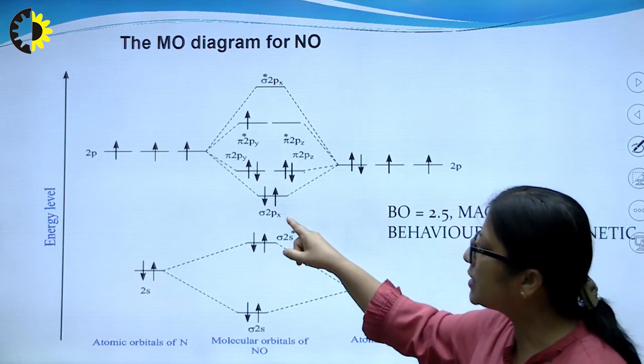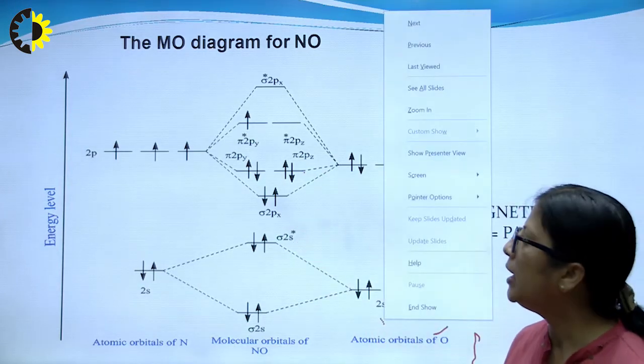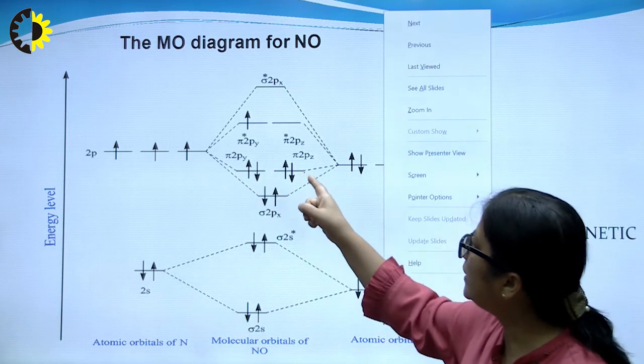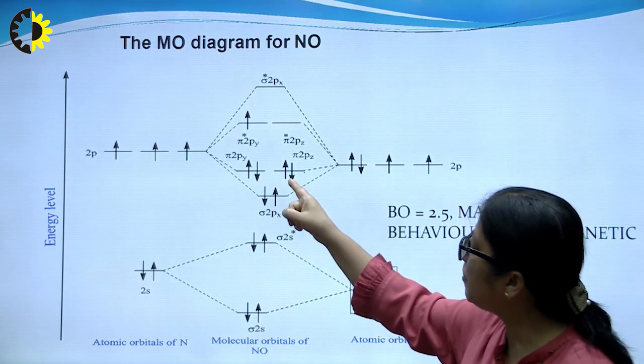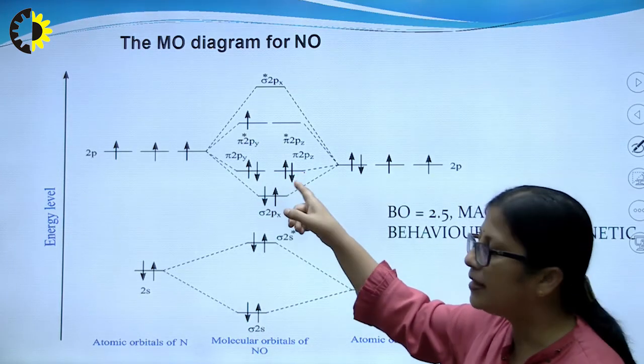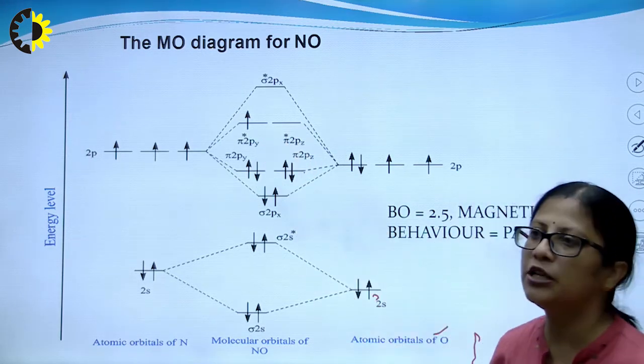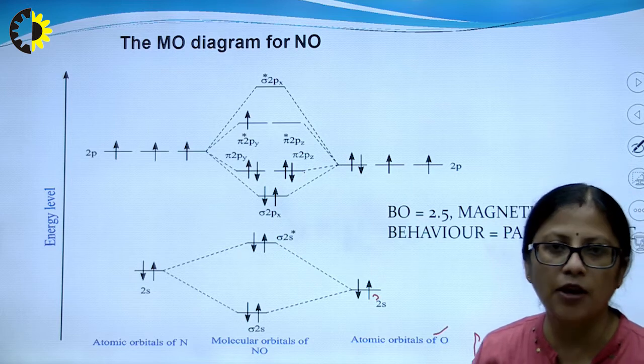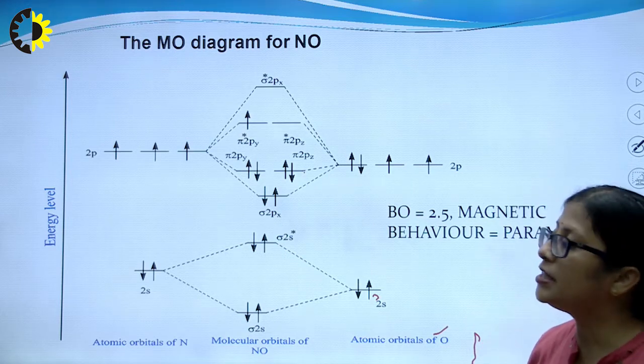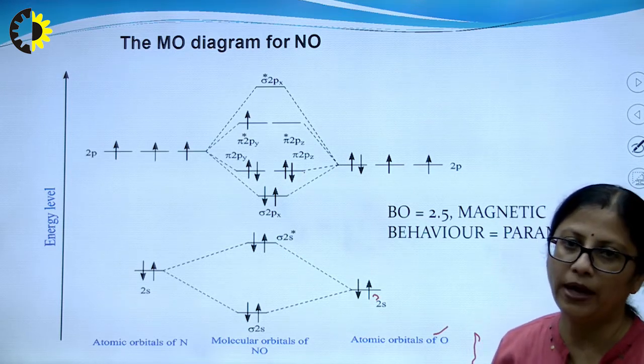The 2 electrons get filled into sigma 2p, then they are going to be singly occupied first in the pi 2py and pi 2pz, and then the pairing will take place, and the 1 electron will get filled into either of the pi star orbitals. So here it is getting filled in the pi star 2py.